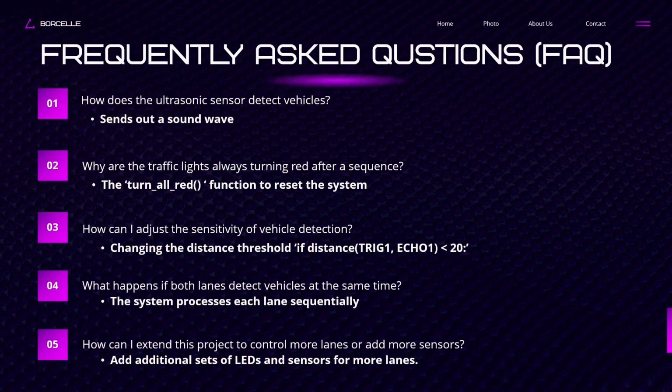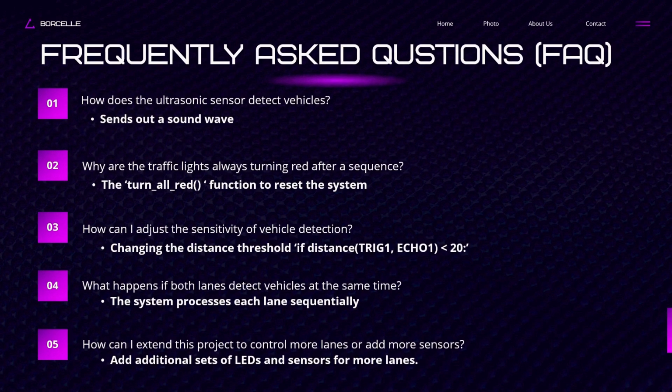And the last question is, how can I extend this project to control more lanes or add more sensors? To extend the project, we can add additional sets of LEDs and sensors for more lanes, and we would need to define new GPIO pins for each additional lane and modify the logic in the traffic light sequence function and the main loop to handle the extra lanes. Ensure we configure the new pins correctly and add appropriate conditions for detecting vehicles in the new lanes.